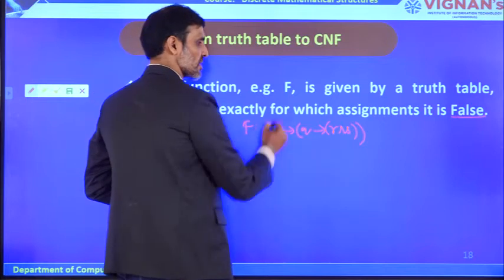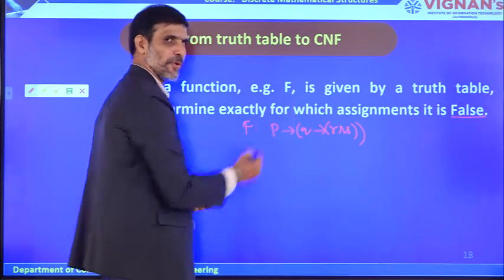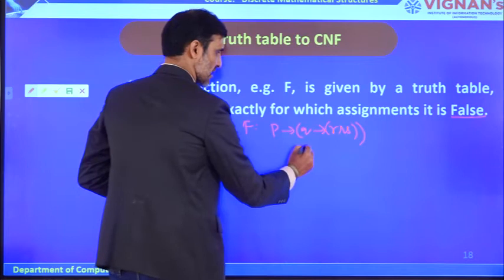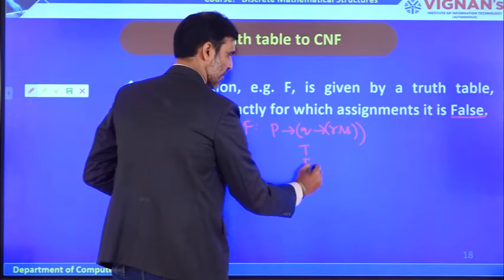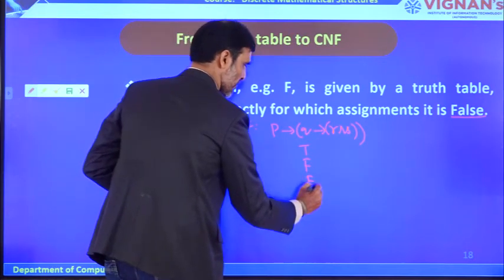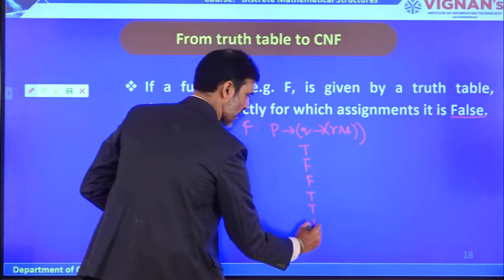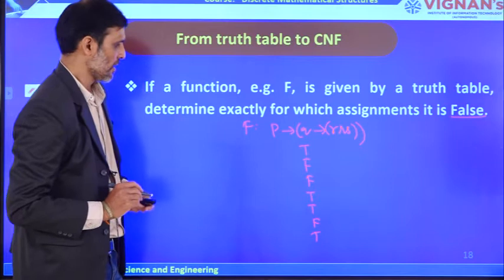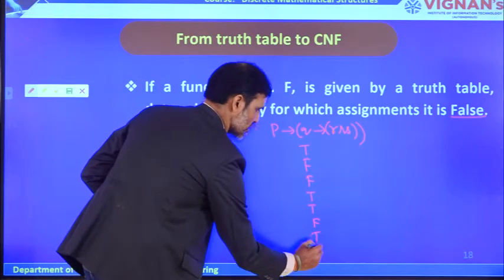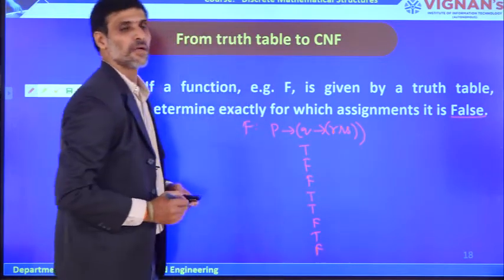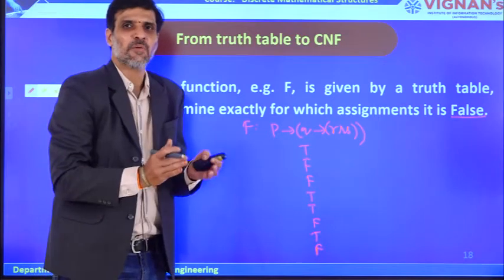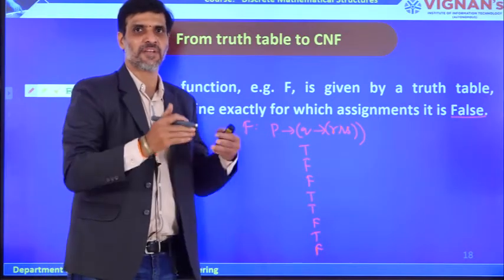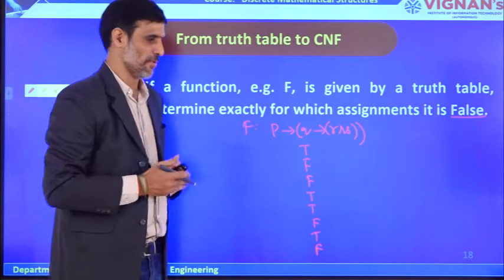You need to construct the truth table for this compound proposition. Once you construct it, you may get values like true, false, false, true, true, false, true. Suppose you got this, the last column of the compound proposition after constructing the truth table.